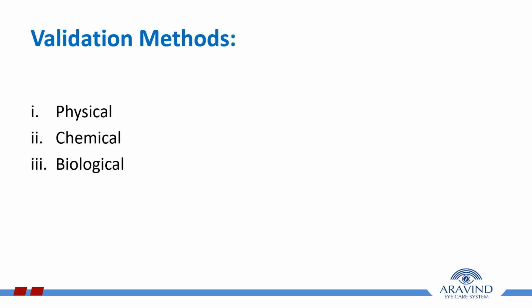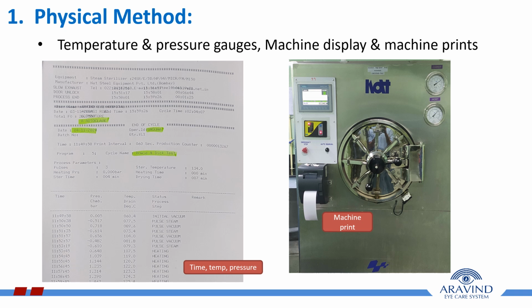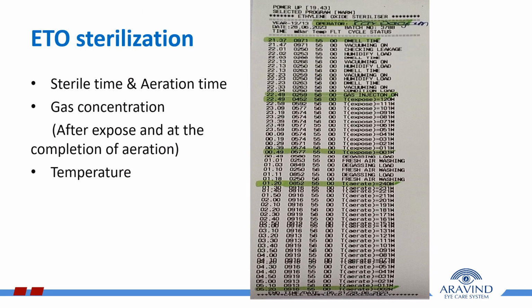The validation test can be classified into three methods: physical, chemical and biological method. Coming to the physical method, the machine printouts, the machine display readings and the gauges are examined. We have to verify whether the cycle is processing in the specified cycle time, temperature and pressure, etc. In ETO sterilization, sterile time, aeration time, gas concentration and the temperature are to be verified in the machine display and also in the printout.